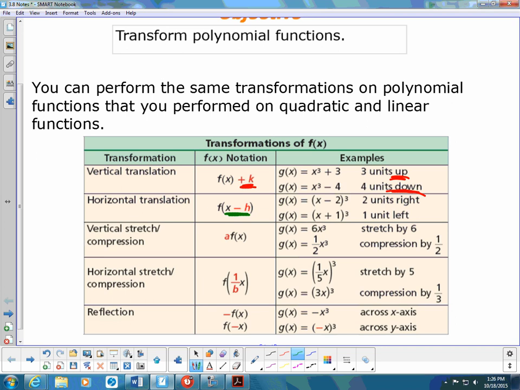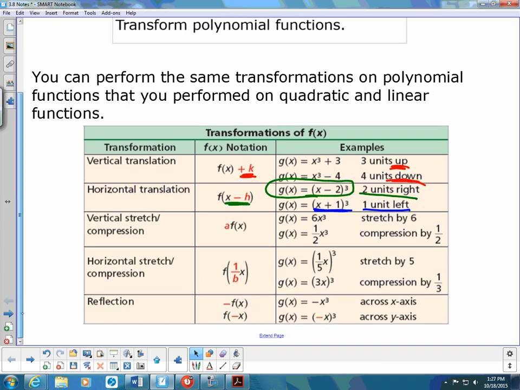So for example, if you have (x minus 2) cubed, since it's an x minus 2 in the parentheses before it's cubed, that's going to be a shift 2 units to the right. Whereas if you have (x plus 1) in parentheses before you cube, that's going to be shifting 1 unit to the left. We've done this with linear functions, and we've done this with quadratic functions.